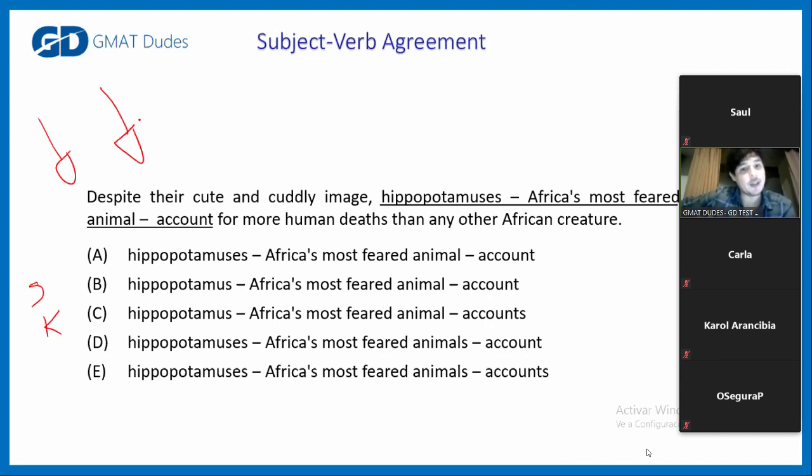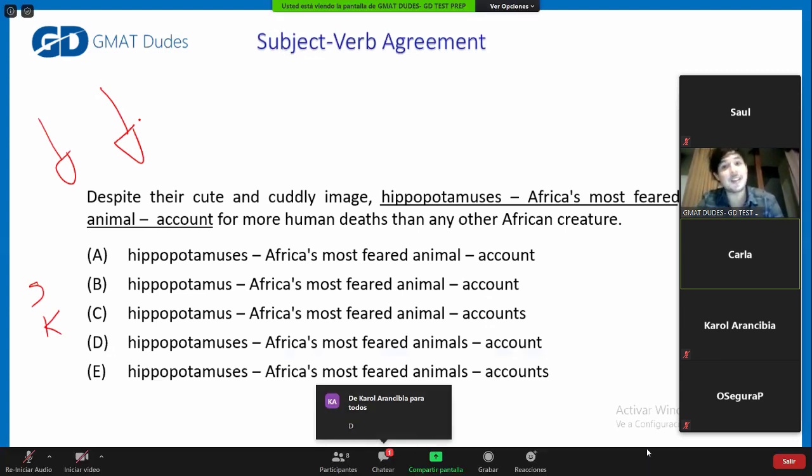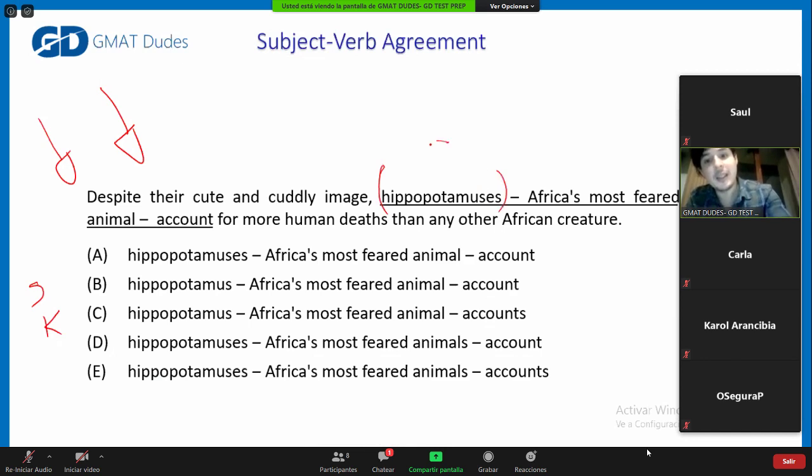Carla, can you identify the subject in the original sentence? I think it is, I don't know how to pronounce it, but hippopotamus. Hippopotamus. That's a good pronunciation, actually. Very good. Perfect. So there we go. This is our subject. And I want to ask you a question. Is the subject singular or plural? Well, it can be both. It depends on how the sentence is established or written.